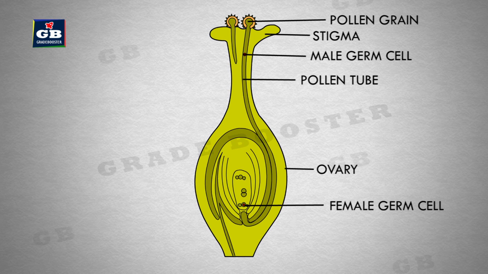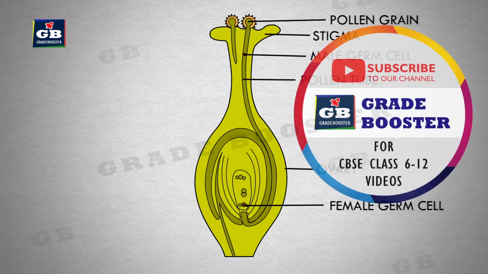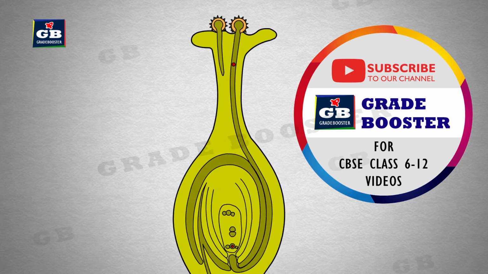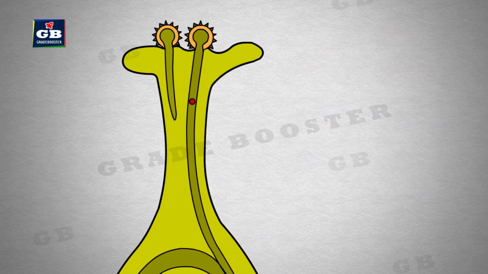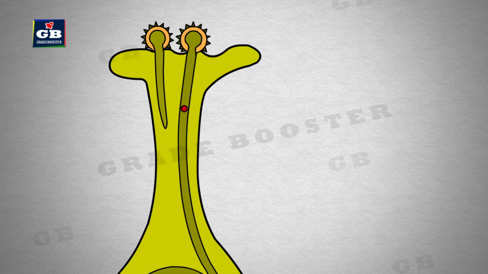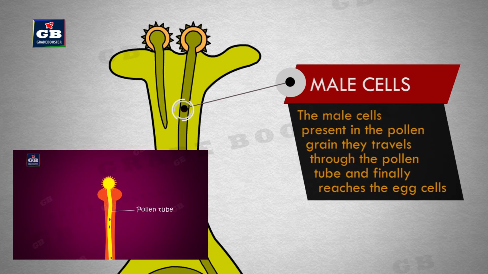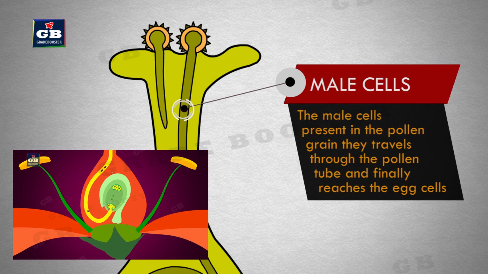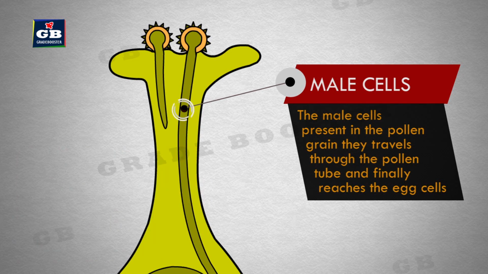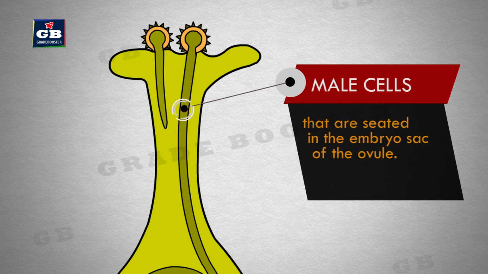Pollen grain germinating. Once the pollen lands on a suitable stigma, it produces a long tube that reaches the ovule. Male cells. The male cells present in the pollen grain travel through the pollen tube and finally reach the egg cells that are seated in the embryo sac of the ovule.